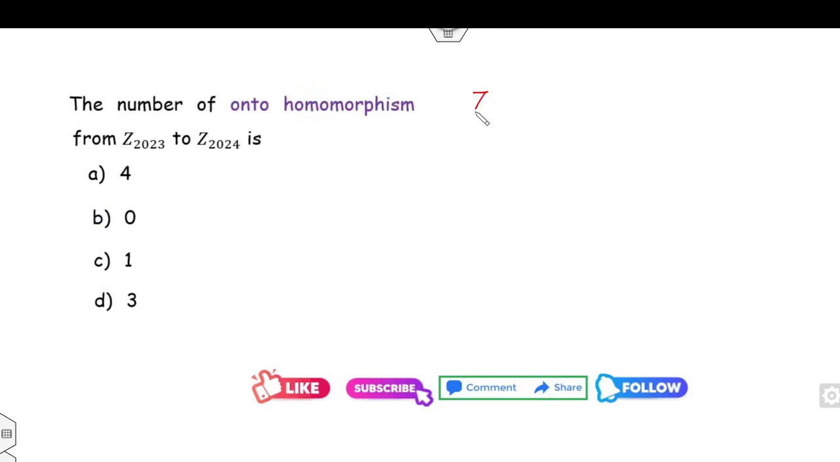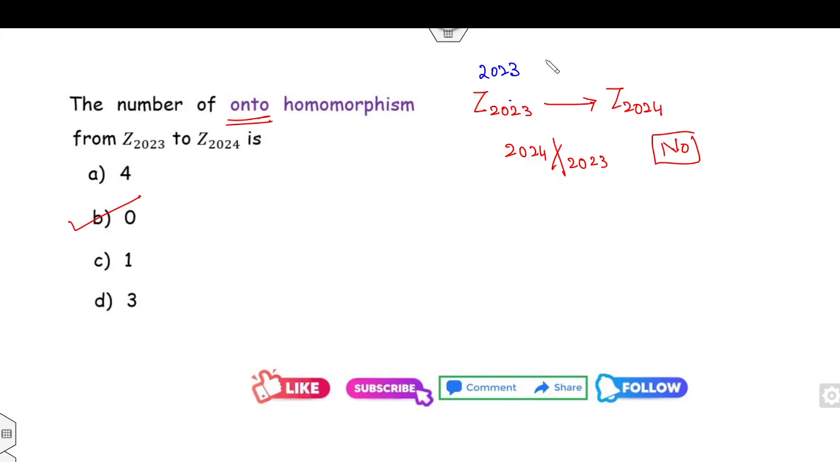How many group homomorphisms from Z2023 to Z2024, that are onto? Clearly 2024 doesn't divide 2023, so there is no onto homomorphism. Similarly, you can see the order of this is 2023, which is not greater than 2024.